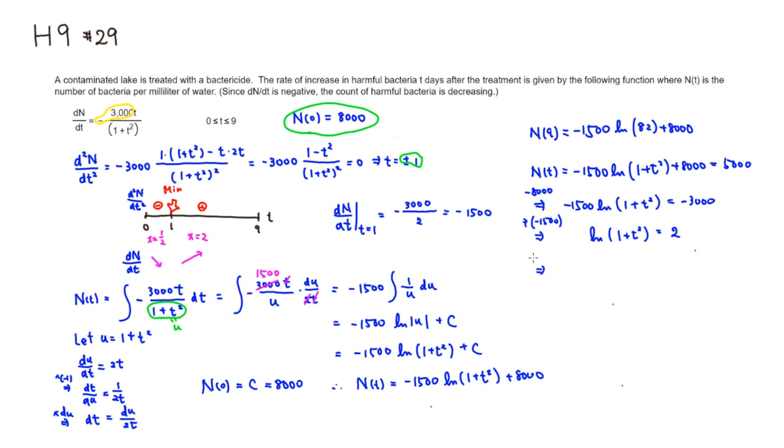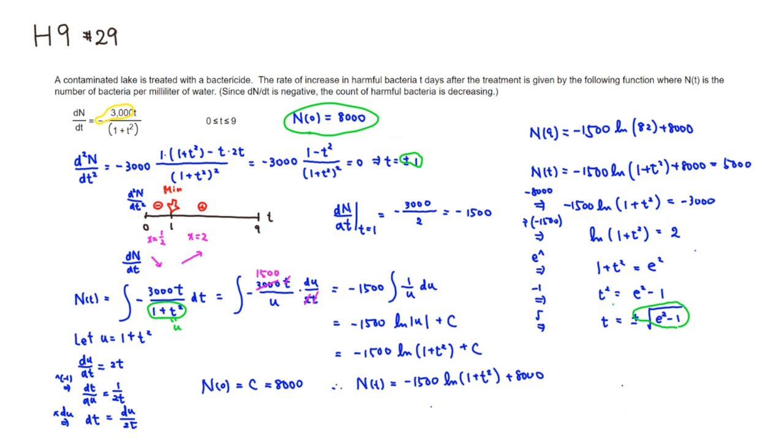Then we can raise e to both sides. If you raise e to the natural log, they cancel out, and you get 1 plus t squared is equal to e squared. Then we can subtract 1, so t squared is equal to e squared minus 1. Then we can just take the square root. So t is equal to plus or minus the square root of e squared minus 1. Since we don't want to consider a negative time, it's going to be just the positive one.